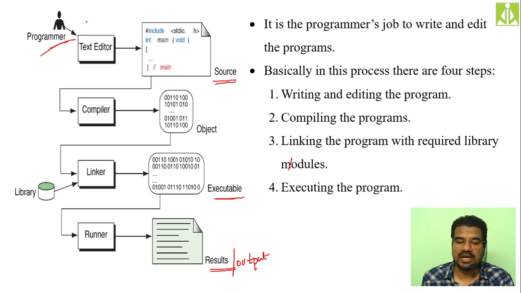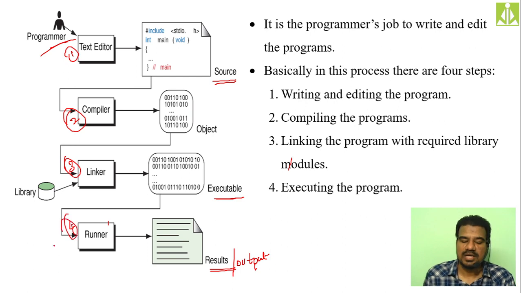Writing and editing with the help of a text editor, compiling with the help of the compiler, linking with required library modules with the help of the linker, and finally executing with the help of the runner. So if you put these 4 steps in this figure, this is the first step, this is the second step, this is the third step, and finally this is your fourth step. Like this you can remember.